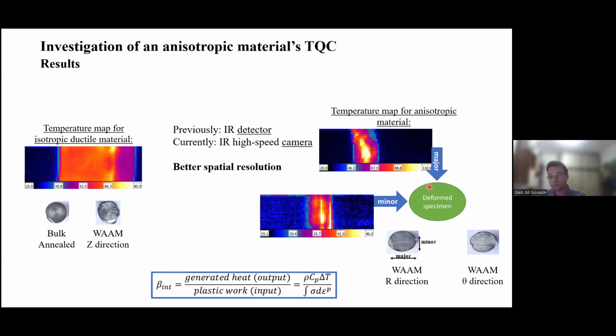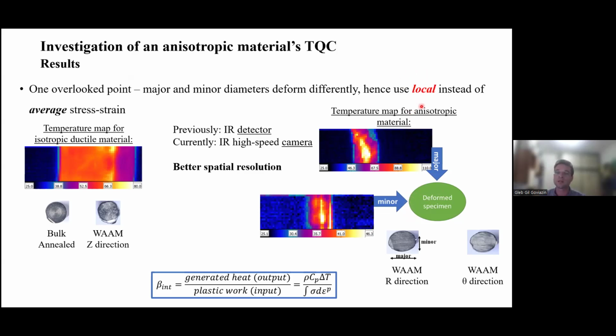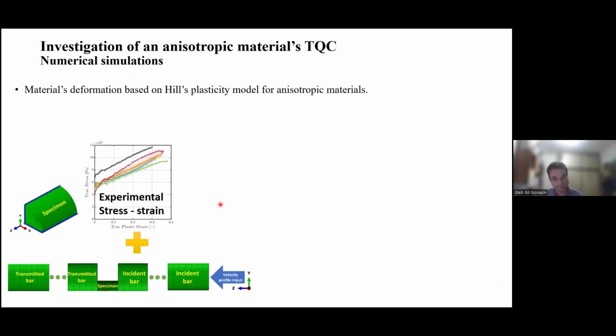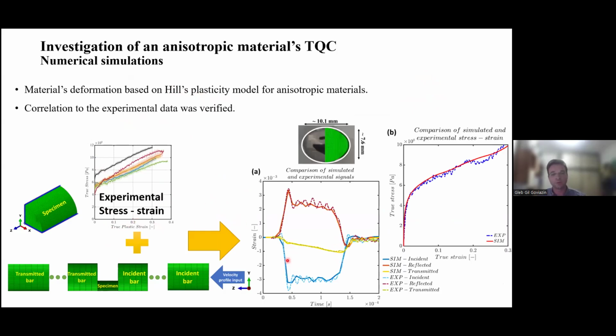So what we thought that we should do, because the deformation on the major diameter is much larger than on the minor diameter, we decided to use a local instead of average stress-strain relation. But how can we get this local stress-strain relation rather than the average stress-strain relation when we use split Hopkinson bar? We did it by using finite element analysis. We calibrated Hill's plasticity model by the experimental data that we got before that. And to validate our calibration, we were able to reproduce the measured signals of the split Hopkinson bar and the average stress-strain relation. And we were able to reproduce a very nice fit to the deformation pattern of the specimen.